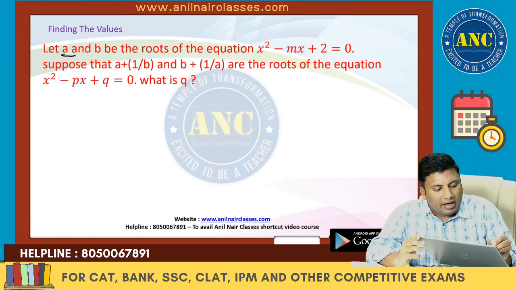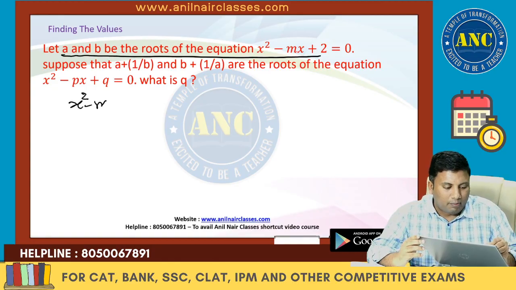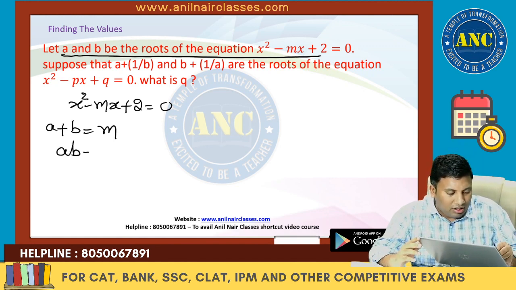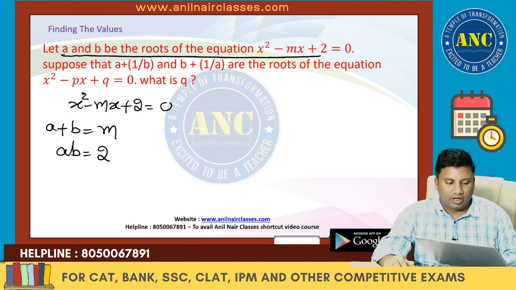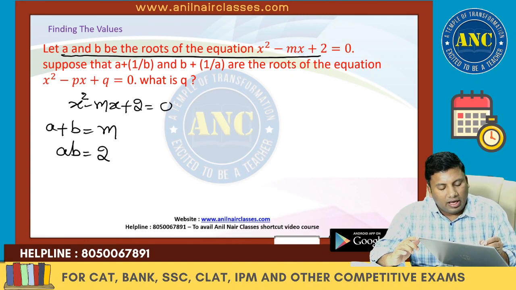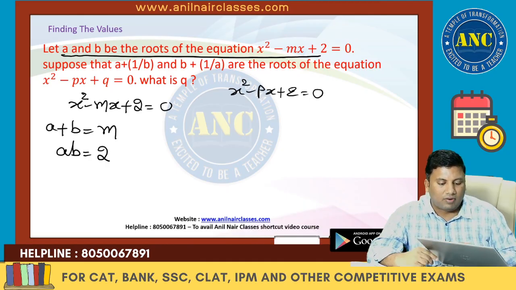Let a and b be the roots of the equation x square minus mx plus 2 equivalent to 0. A and b are the roots. Sum of the roots is given by minus into minus m, plus m. Product of the roots is given by 2 by 1. Okay. A plus b is m, ab is 2. Suppose that a plus 1 by b, b plus 1 by a are the roots of the equation x square minus px plus q equivalent to 0.